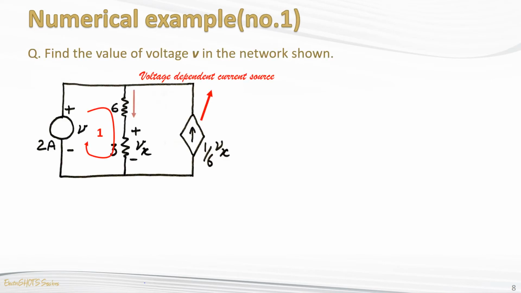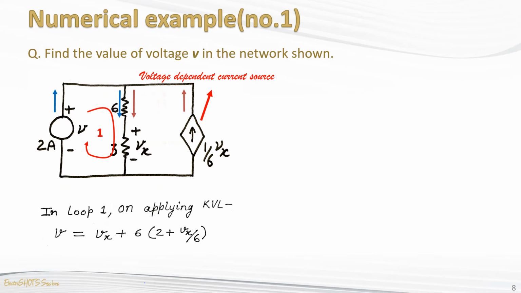So coming to our first numerical example, we need to find the value of voltage V in the network shown. This network consists of two sources. One is a voltage source V circulating 2 amperes current, and the other one is a voltage dependent current source of value Vx by 6. Now this is a voltage dependent current source which depends upon the value Vx, which you can see to be a voltage across the 3 ohm resistor in the middle branch.